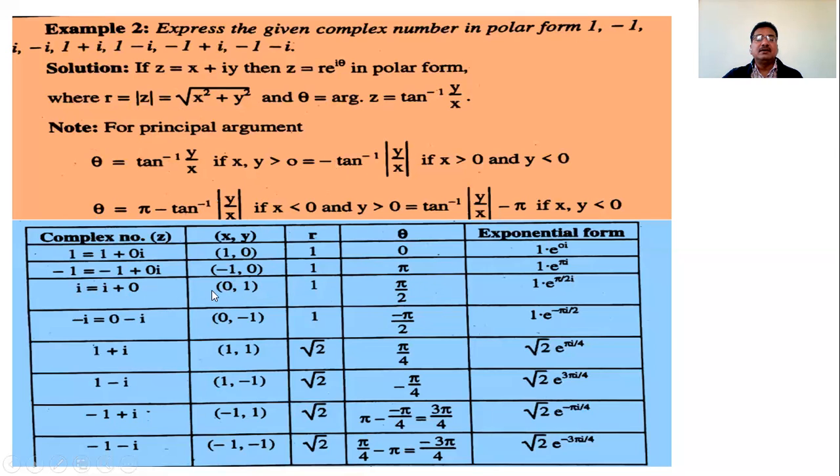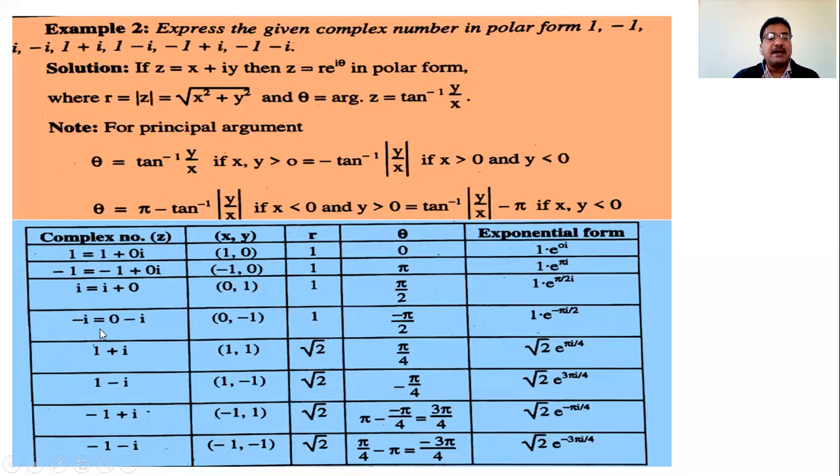The formula is what? Both x and y are positive, so use this formula: tan inverse of y by x, where y is 1 and x is 0. So tan inverse of 1 by 0 is tan inverse infinity, and tan inverse infinity is pi by 2, because tan pi by 2 is infinity. So we have the answer pi by 2. This is the exponential form. And what is the polar form? 1 in bracket cos pi by 2 plus i sin pi by 2 is its polar form.